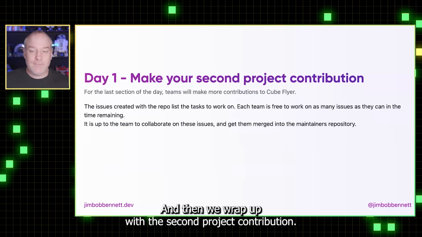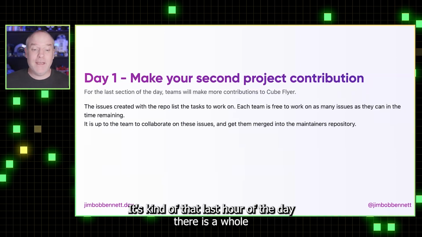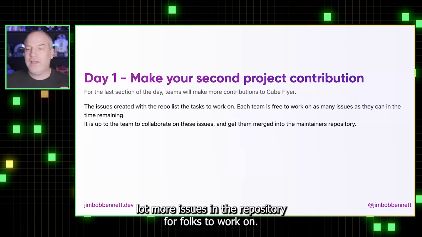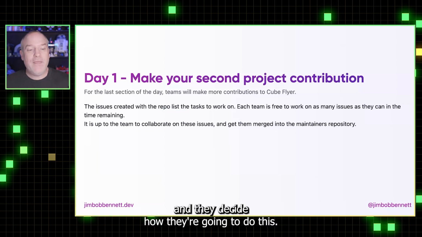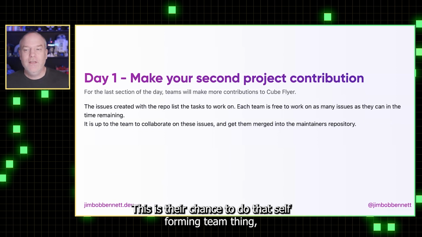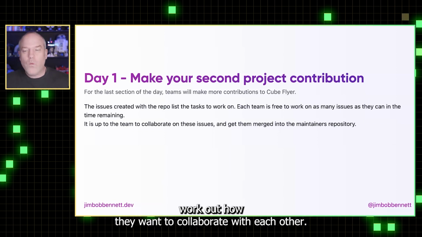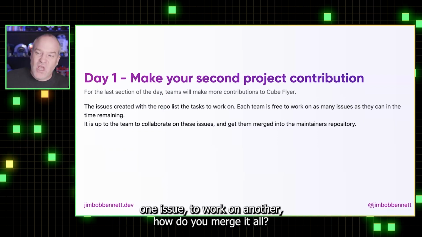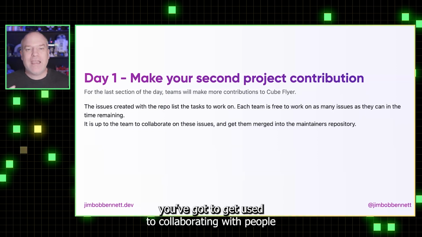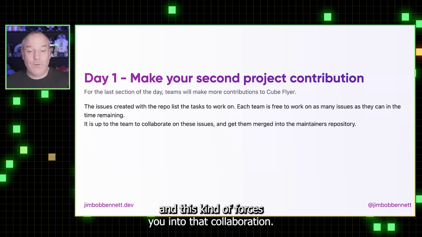And then we wrap up with the second project contribution. So it's the last hour of the day. There is a whole load more issues in the repository for folks to work on. And the idea is each team picks one or more issues to work on, and they decide how they're going to do this. This is their chance to do that self-forming team thing, work out how they want to collaborate with each other. If you've got a team of 4, do 2 work on one issue, 2 work on another? How do you merge it all? You've got to get used to collaborating with people, and this forces you into that collaboration.